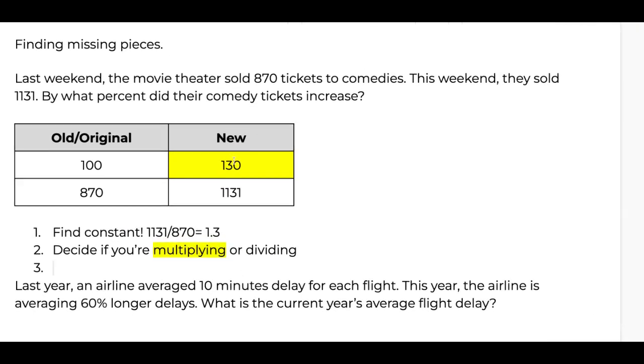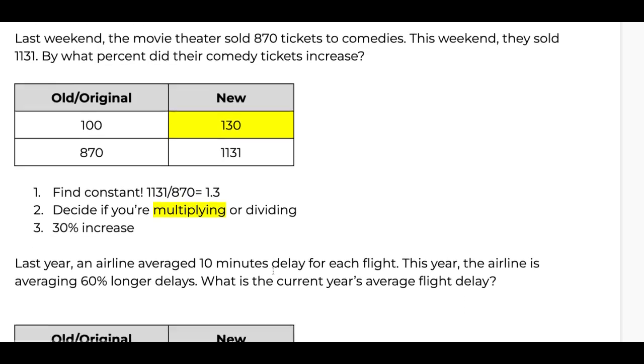And then remember, it said by what percent did it increase? It went from 100% to 130. So you're not thinking about the 100 that's with the 30. You're thinking, okay, my 100 went up 30. That is the percent. 30% increase. Your answer there.